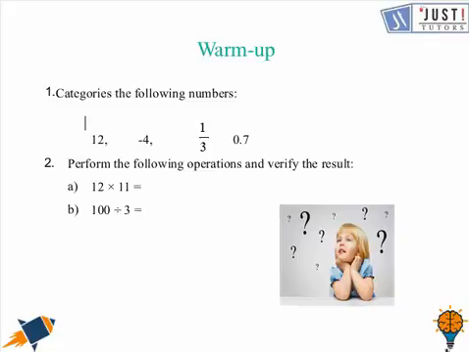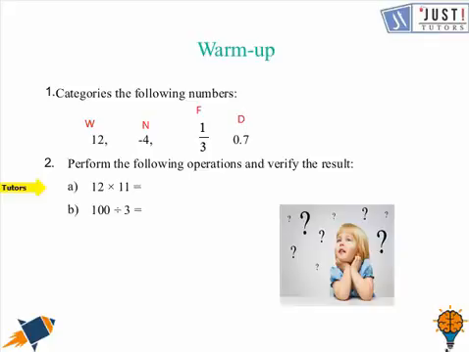Question number 1. Categorize the following numbers. So that comes 12, which is a whole number. Then we have -4, which is a negative number. Then comes 1/3, that's a fraction. And then it is 0.7, which is a decimal number.